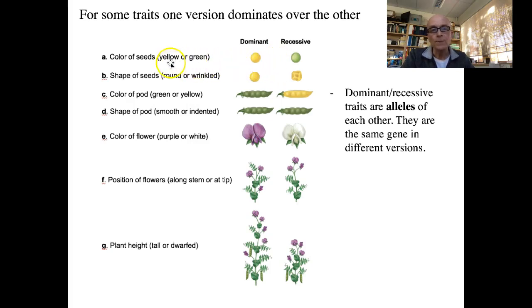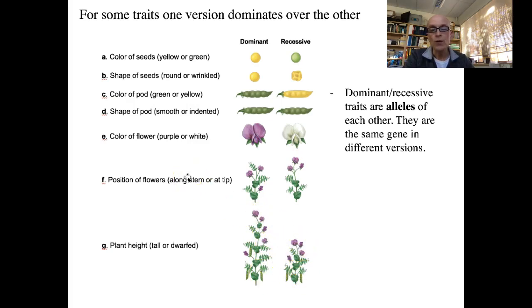He looked at seed color, and the two alleles that he was working with were yellow and green, nothing in between. The yellow one is dominant and the green one is recessive. He looked at the shape of seeds, that was round and wrinkled. He looked at the shape of the pod, and the flower color. He looked at the position of the flowers, along the stem or only at the very end of the stem, flowers everywhere or just at the end, and the size of the plant.